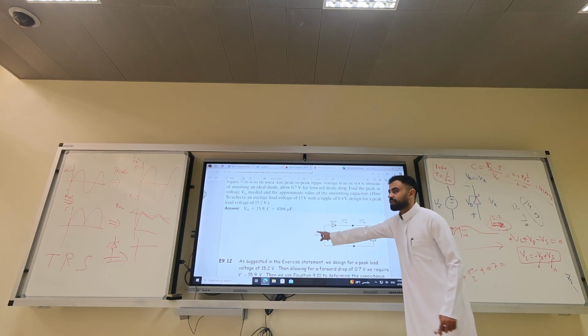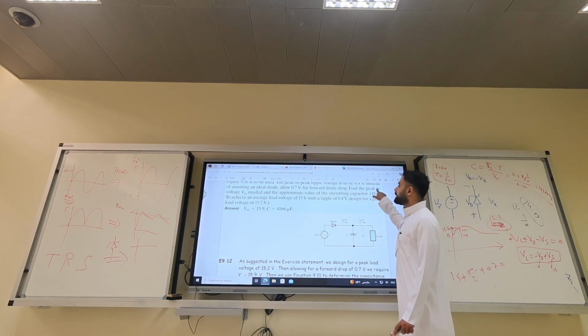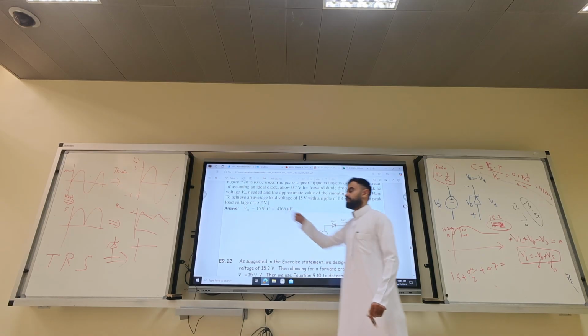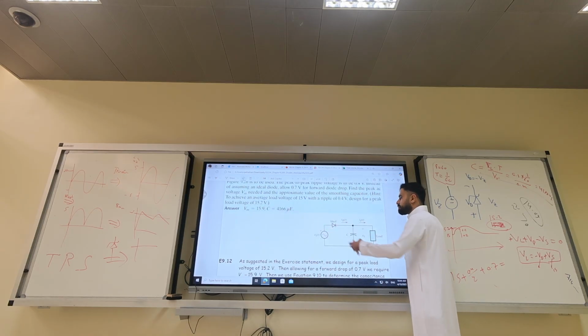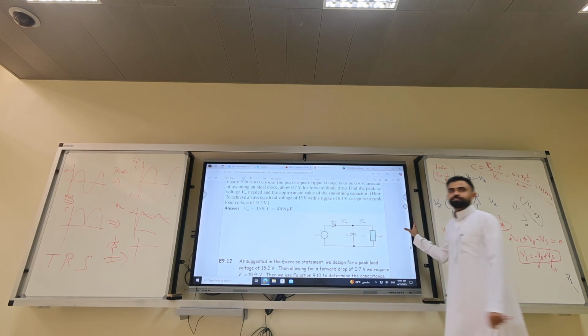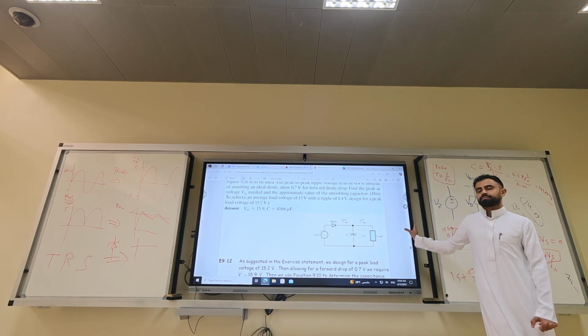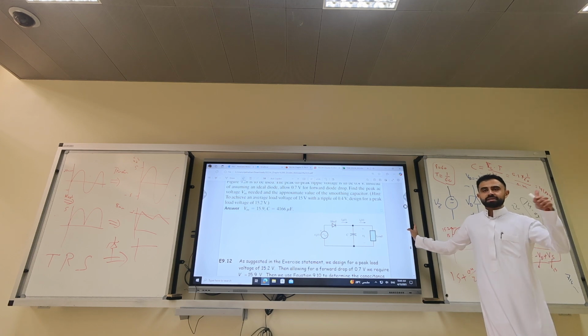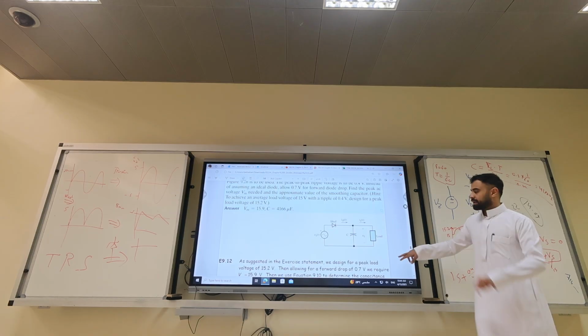So what the question asks is to find the peak AC voltage needed. It is 15, but you need to add 0.7 to turn the diode on. That's the right way of thinking. So we design the capacitor, and then we calculate the maximum, or the peak.